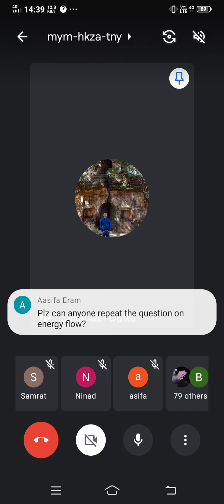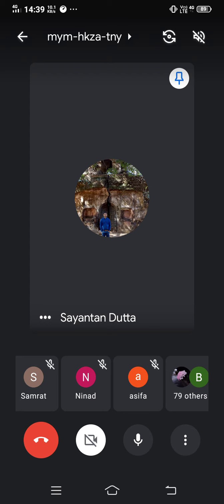So first write down, what are biogeochemical cycles? Those of you writing in Bengali, write: what are biogeochemical cycles?